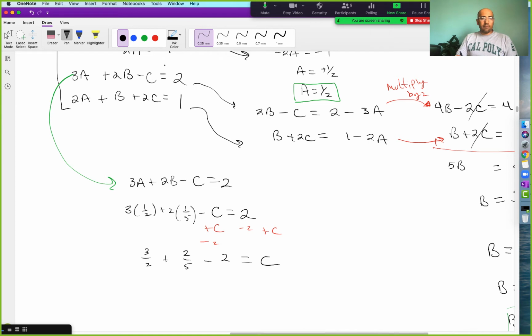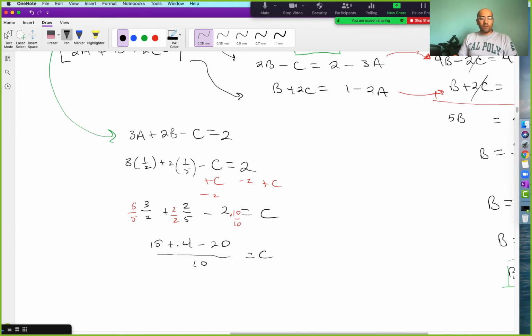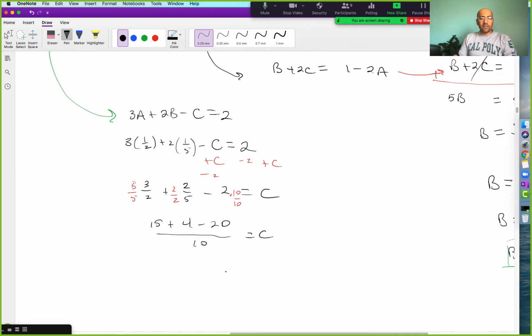Let's get a common denominator, right? So let's make it a 10. That'll be 5 over 5 to get a 10, and a 2 over 2 to get a 10, and then a 10 over 10 to get a 10 in the denominator. So that gets us to 15 plus 4 minus 20 all over 10 equals c. So that'll be negative 1 over 10, which is negative 1/10. Okay, that was ugly, painful.